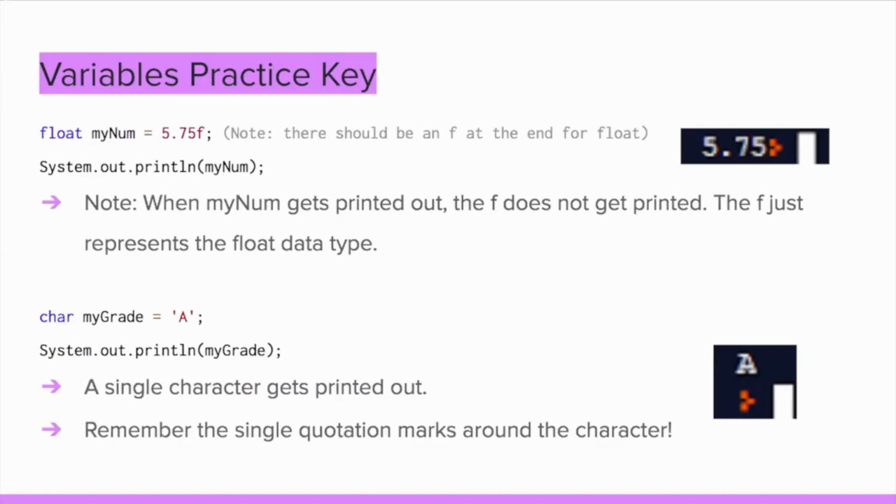For the second question, we create the char myGrade and have it store the character A. Remember to put single quotation marks around the character. Then we use a print statement with myGrade in the parentheses to print out our character.